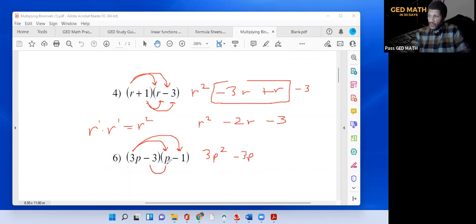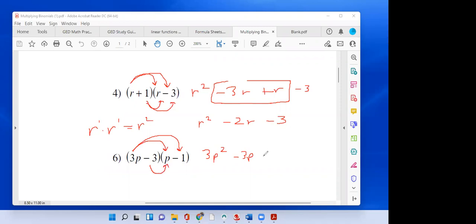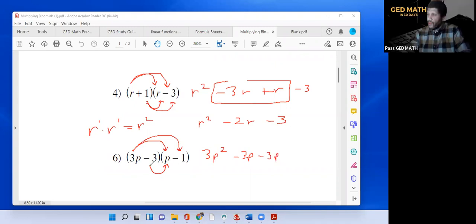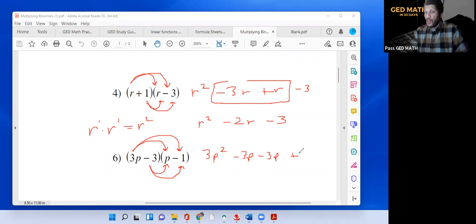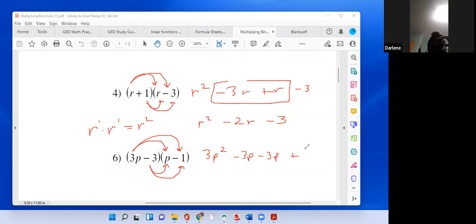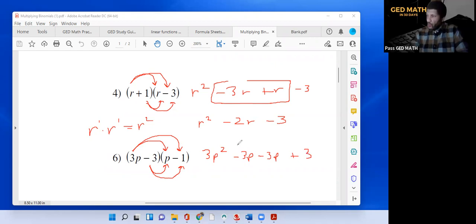Then we're going to multiply minus 3 times p. And you also get what? Minus 3p. And then minus 3 times negative 1. When you multiply two negatives, your answer is plus what? Plus 1. Not plus one. Positive three.